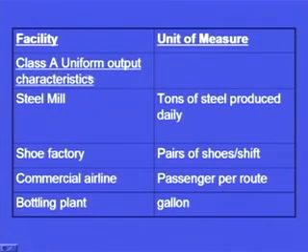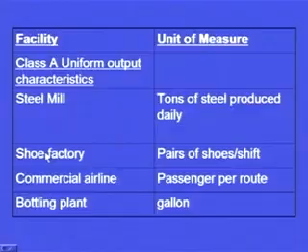So if we have uniform output characteristics, the facility can be a steel mill. What can be the unit of measure or capacity measure of this particular type of steel mill? It can be tons of steel produced daily. So the capacity measure for this type of uniform output characteristic steel mill is the tons of steel produced daily. Similarly, for a shoe factory, we can say pairs of shoes produced per shift is a measure of capacity or a unit of measure.